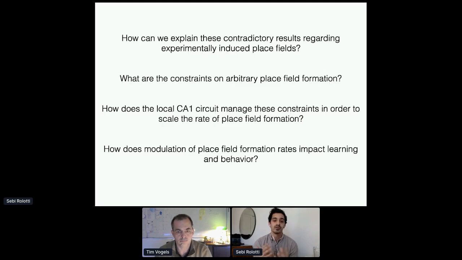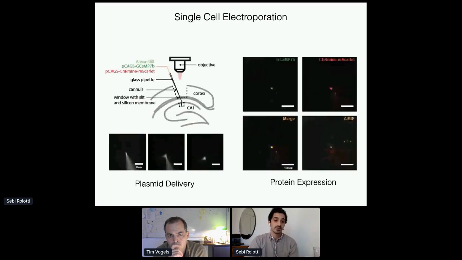And then finally, what can all this tell us about the relationship between place field formation and learning and behavior? So to first determine if we could optically induce place fields at all, we tried to replicate the single-cell Bittner experiments as closely as possible. To this end, we turned to a technique, single-cell electroporation, which allowed us to specifically deliver plasmids to small groups of cells and thereby express an opsin, here Chrimson, and a calcium sensor, GCaMP7b, in exactly 1 or sometimes 2 pyramidal cells in CA1.